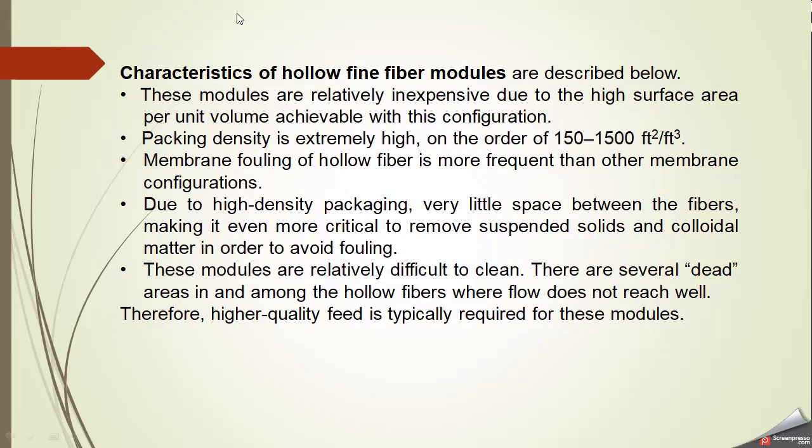These modules are relatively inexpensive due to the high surface area per unit volume achievable with this configuration, and packing density is extremely high, about 150 to 1500 square feet per cubic feet. Membrane fouling of hollow fiber is more frequent as compared to other membrane configurations. Due to high density packing, there is very little space between the fibers, and it becomes difficult to clean and also to remove the suspended solids which collect on the surface of these fibers. These modules are relatively difficult to clean.